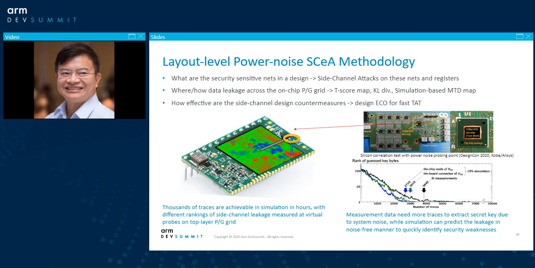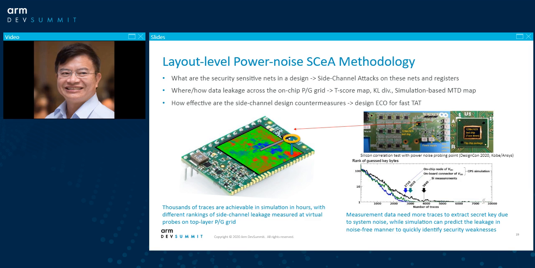And if users are able to fix the design with different kinds of countermeasure techniques, then we can provide a simulation again. So on the right is the collaboration work with Kobe University, where we do a lot of measurement correlation. And you can see that the simulation solution can achieve the MTD with a smaller number of cycles compared to the measurement, because the measurement would see more system noise.